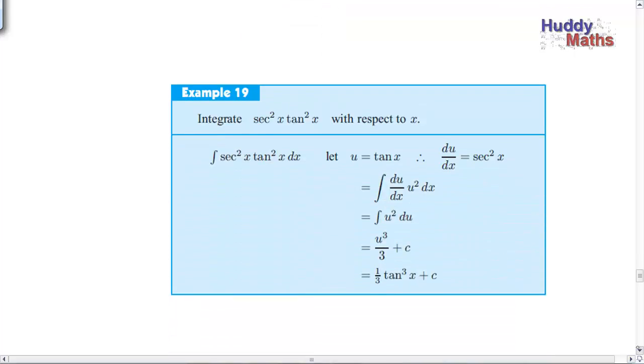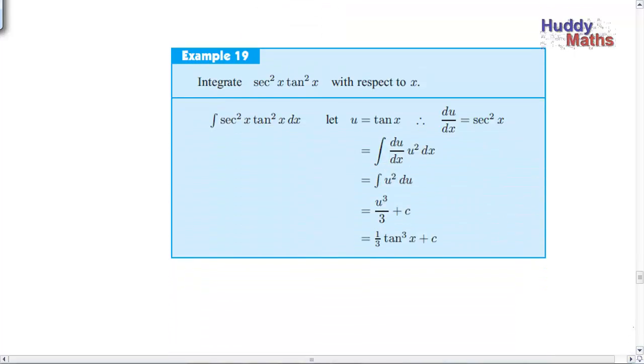Here we go. Last one here. Integrate sec squared tan squared x with respect to x. Now it's a product. So the first thing we'll test to see if the chain rule could have produced this. Is one of these the derivative of the other? Oh yeah. Derivative of tan is sec squared. So let u be the function whose derivative is present. So let u be tan x.